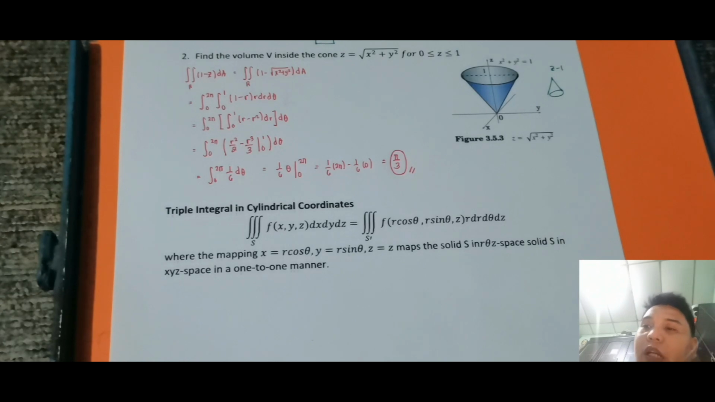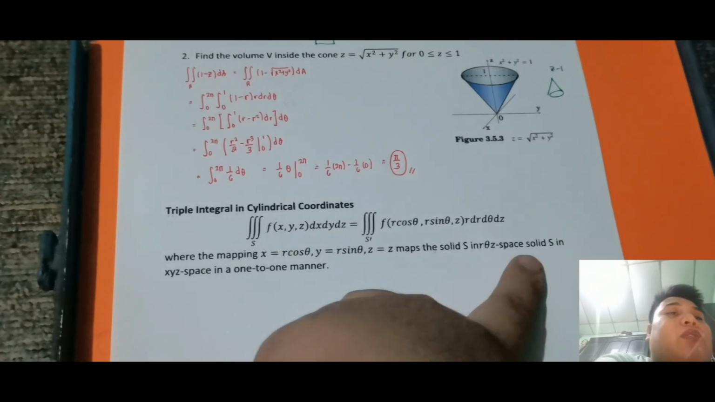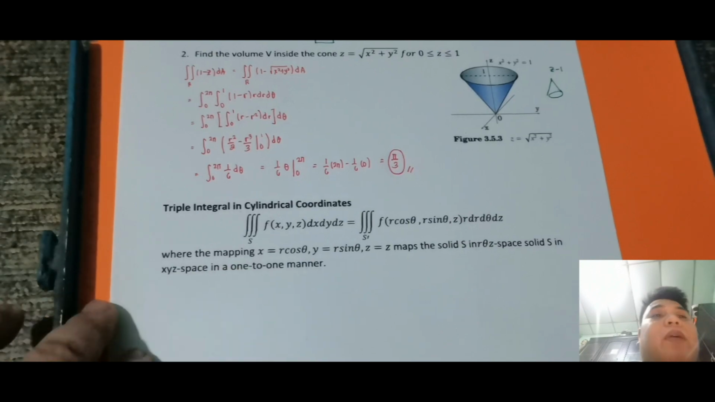So actually, dito more likely gagamitin natin is from 0 to pi or 0 to 2 pi. Then last is from dz. So ano naman yung pinaka maximum boundary ni dz? So maps the solid S in r theta z space to solid in x y z space in a 1-to-1 manner.